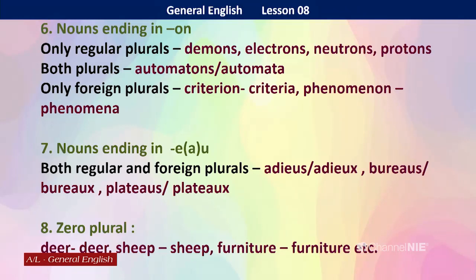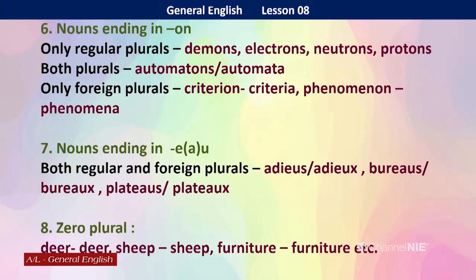Let's see the nouns ending with EU or EAU sometimes. Both regular and foreign plurals are accepted. Adieu, adieu, same pronunciation, but different spellings: adieus or adieux. Bureau, bureau. Plateau, plateau. Same pronunciation but different spellings.